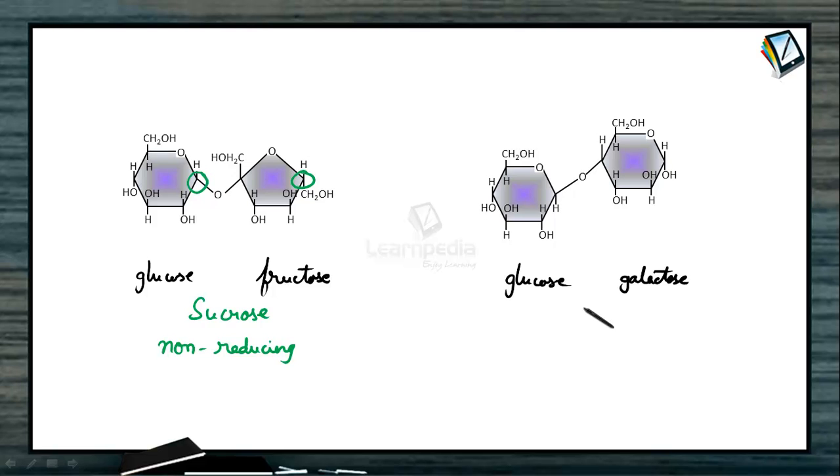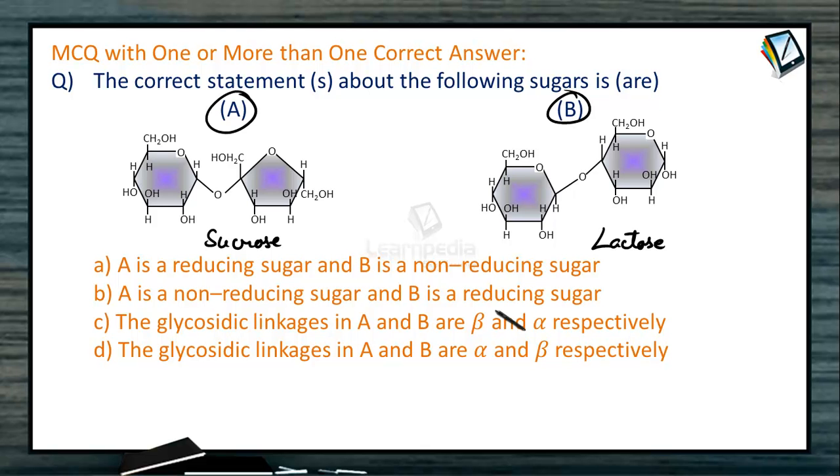Whereas in the case of lactose, even though there is no free aldehyde group in the case of glucose, due to the presence of free aldehyde group in the case of galactose, overall this particular sugar is reducing in nature. So here sucrose is non-reducing, whereas lactose is reducing in nature. So A is non-reducing sugar and B is reducing sugar. And again we need to check out the type of linkage present in these sugars.